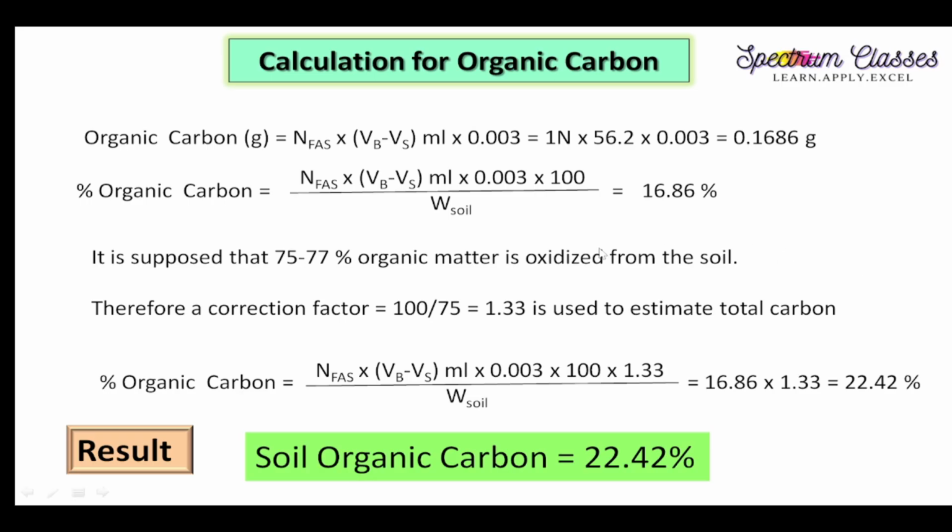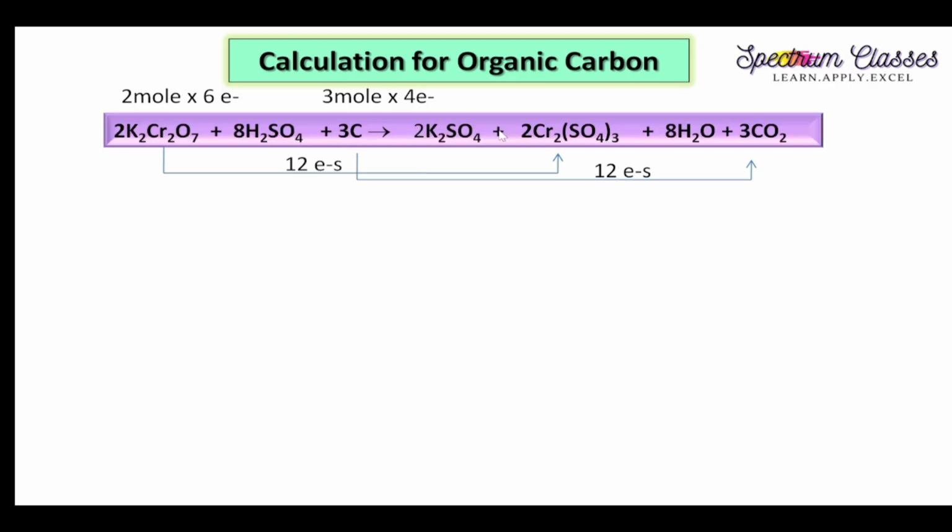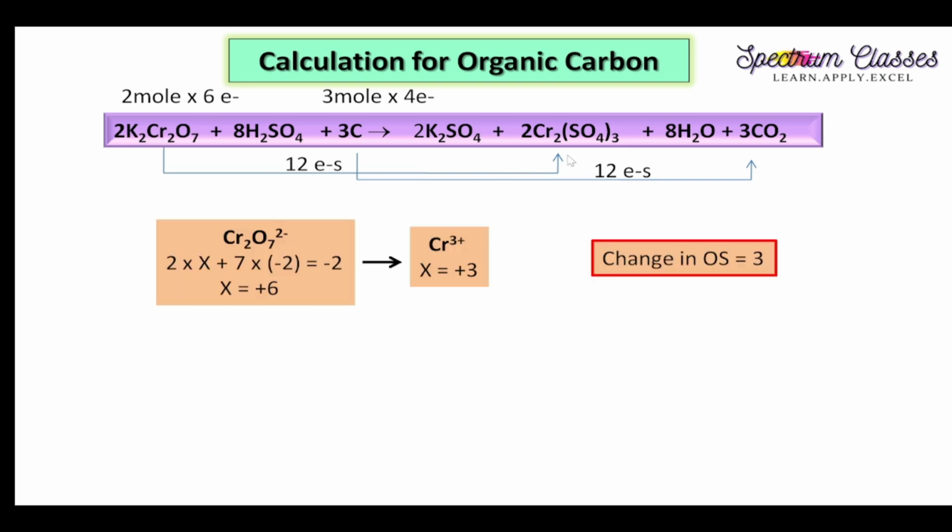Now I'm just going to explain the conversion factor of 0.003. Here you can see this reaction. This reaction is potassium dichromate reacting with soil carbon. On reaction with soil carbon, it produces CO2. In each case 12 electrons are involved, and here 2 moles of K2Cr2O7 contain 6. Here I'm just going to explain: Cr2O7 2 minus, K2 is there.